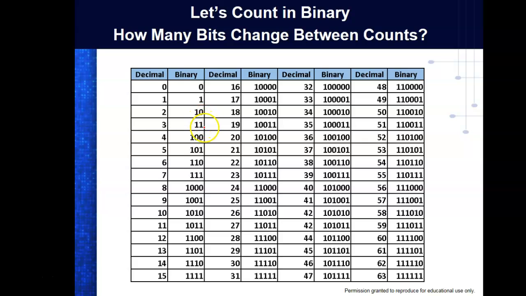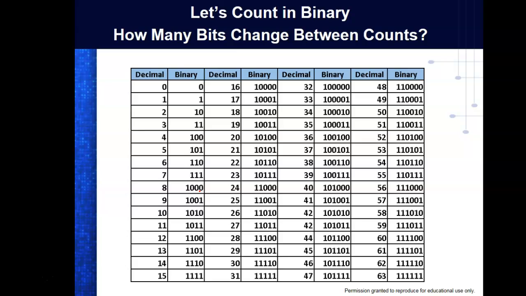When we count from a 2 to a 3, only 1 bit had to change. When I count from a 3 to a 4, 3 bits had to change. When I count from a 5 to a 6, 2 bits changed. When I count from a 6 to a 7, 1 bit changed. When I count from a 7 to an 8, 3 bits changed.